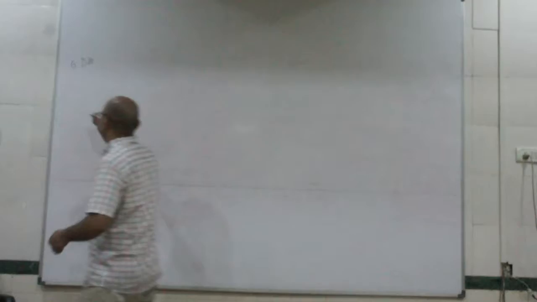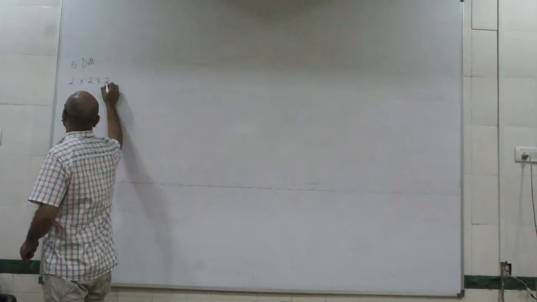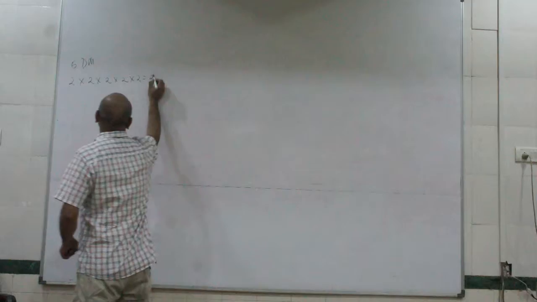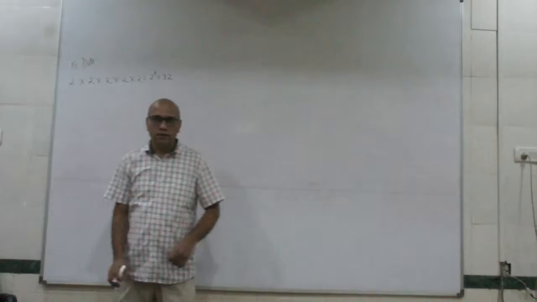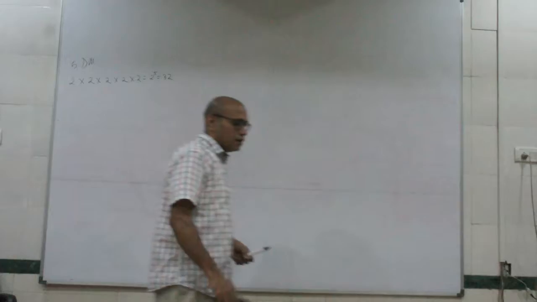That is, the first has 2 outcomes, into the second has 2 outcomes, into the third has 2 outcomes, into the fourth has 2 outcomes, into the fifth has 2 outcomes, is equal to 2 raised to 5, is equal to 32 outcomes. Right? We've done this before. Right? Okay.